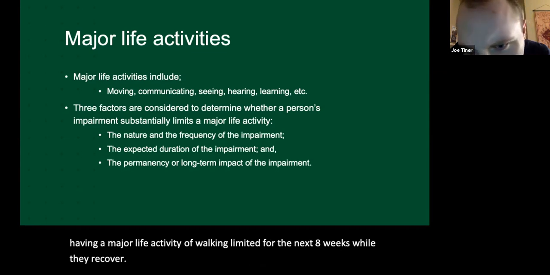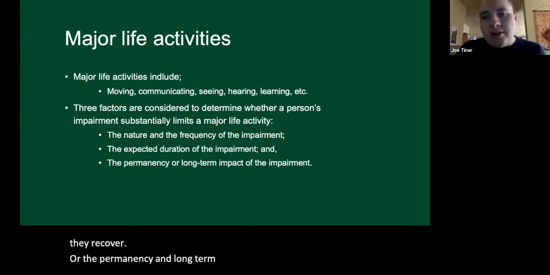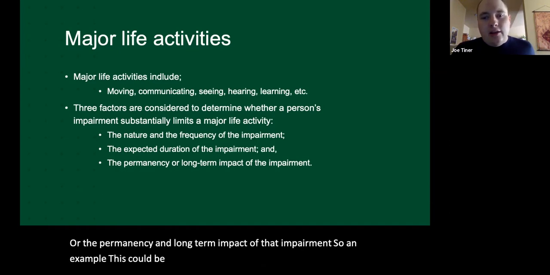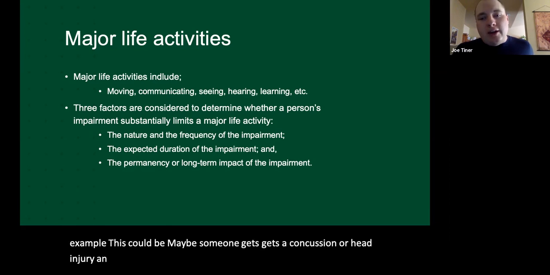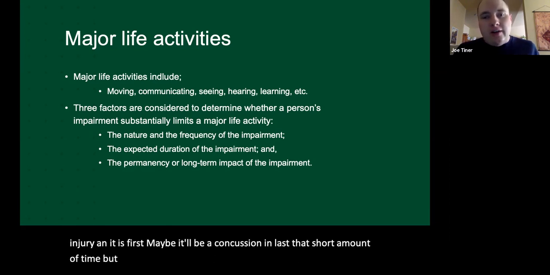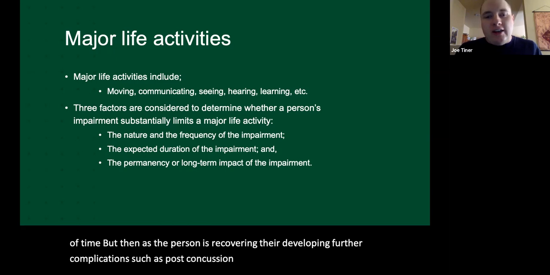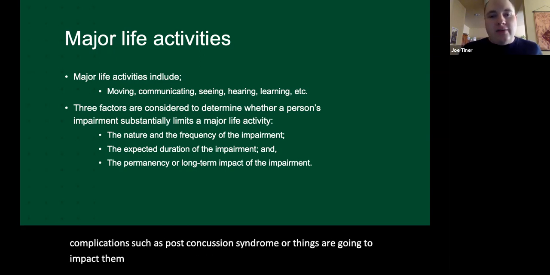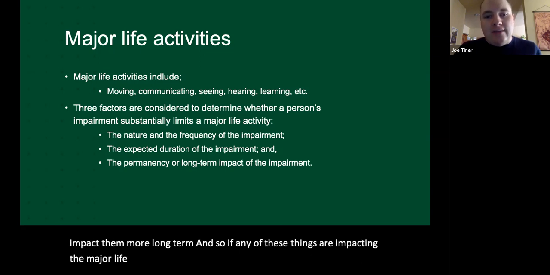Or third, the permanency and long-term impact of that impairment. An example of this could be someone who gets a concussion or a head injury, and at first maybe it'll be a concussion and last just that short amount of time, but then as the person is recovering, they're developing further complications such as post-concussion syndrome, or things that are going to impact them more long-term. And so if any of these things are impacting a major life activity, that's what reaches the level of a disability.